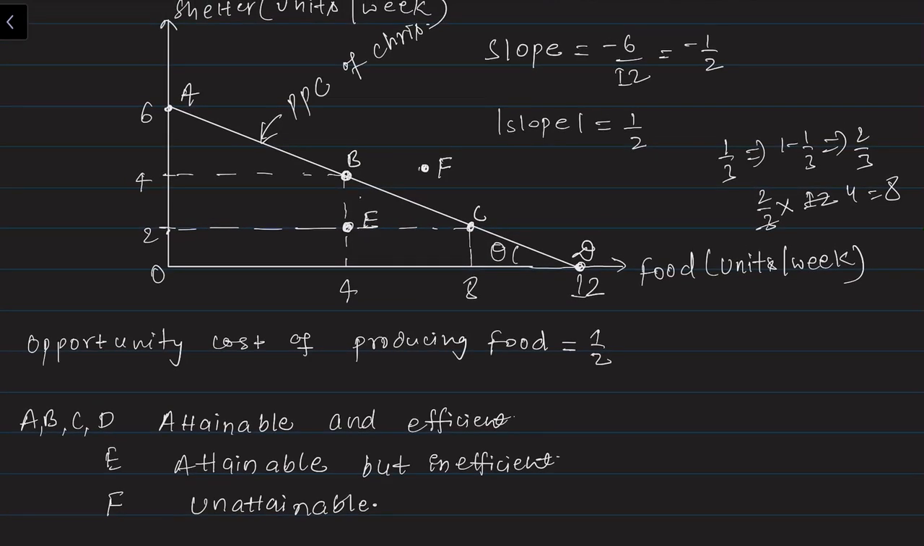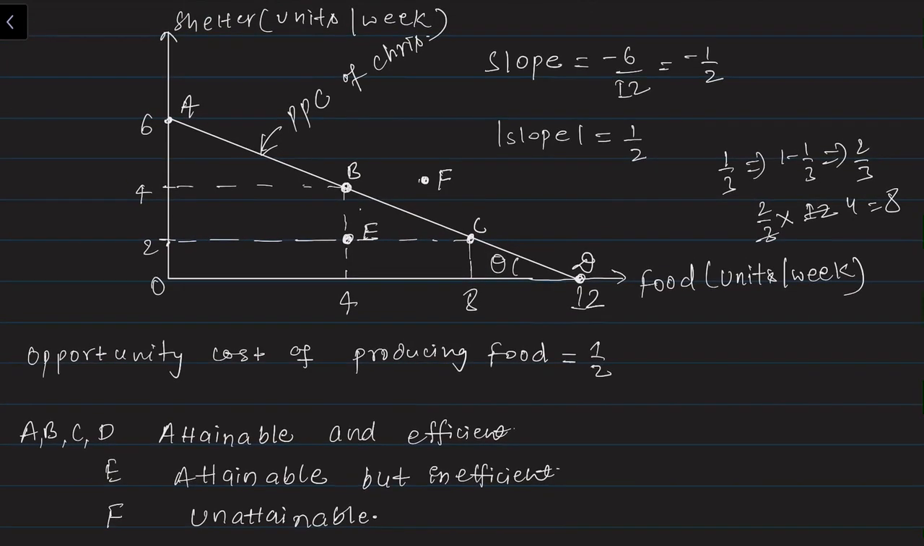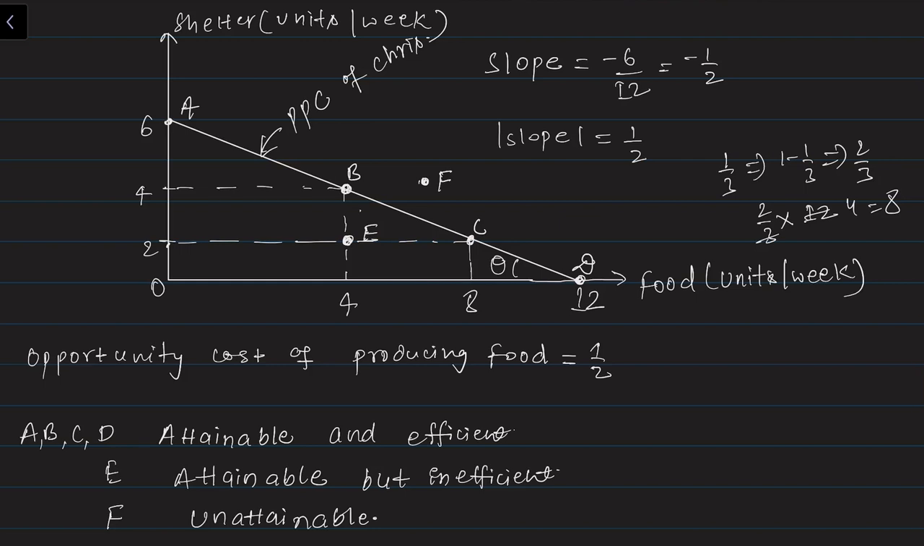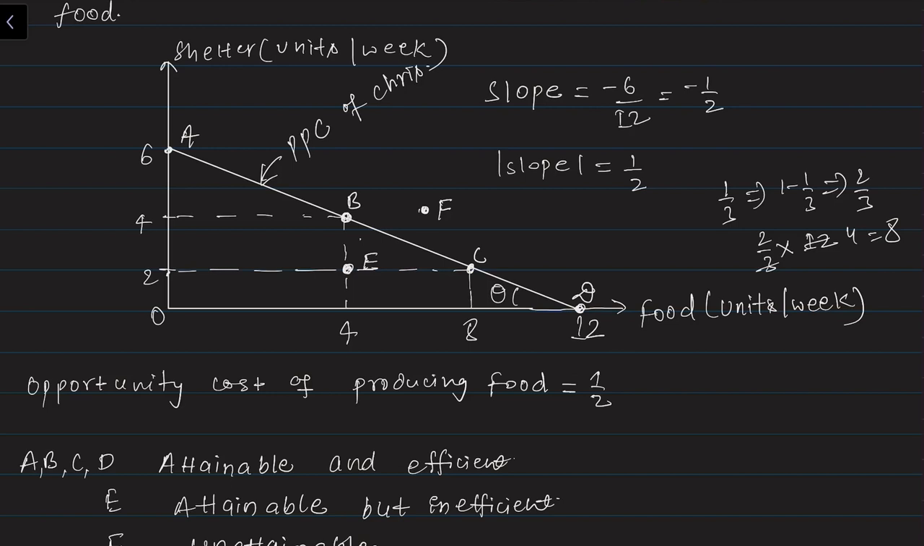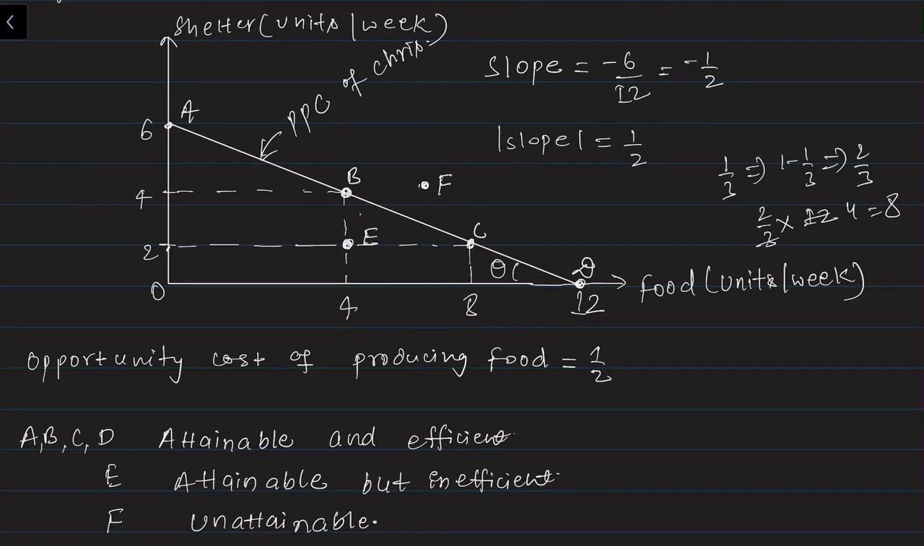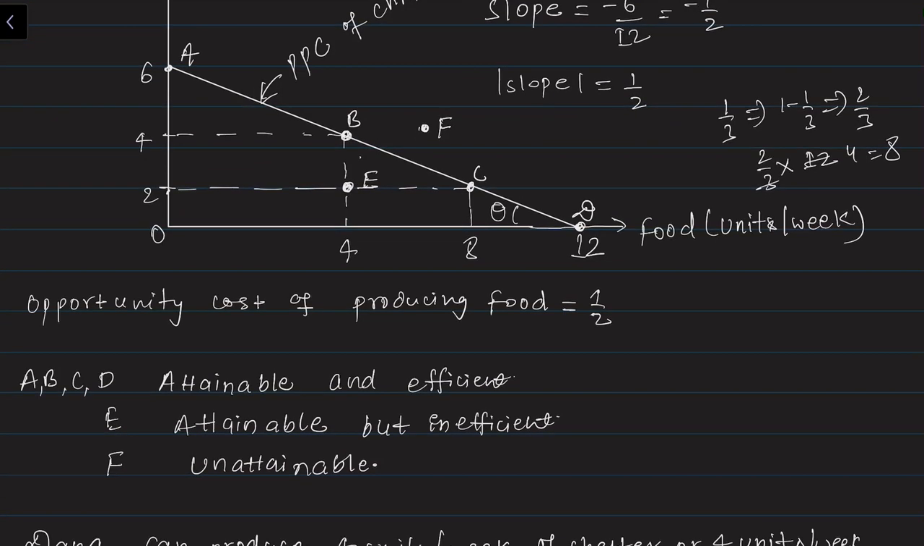Now let's calculate the opportunity cost of producing food. So what is the opportunity cost of producing food? That is 1/2, right? So here we can see that the slope of the PPC and the opportunity cost of producing food is exactly the same. And this is always true. Whatever is present on the horizontal axis, we find out the opportunity cost of that thing, it will always be equal to the slope of the PPC. So just keep this in mind.